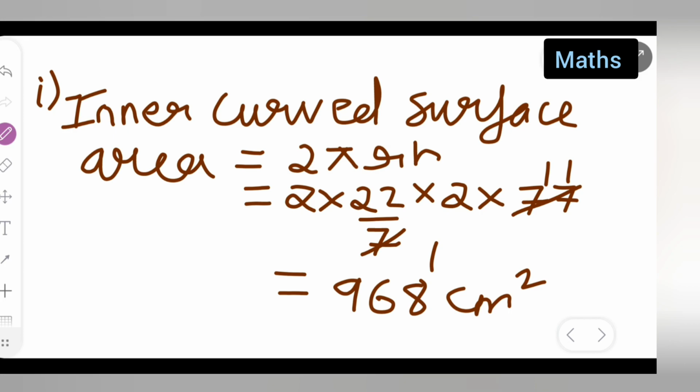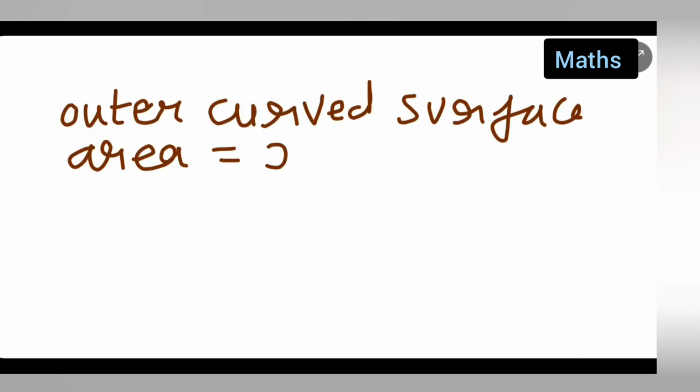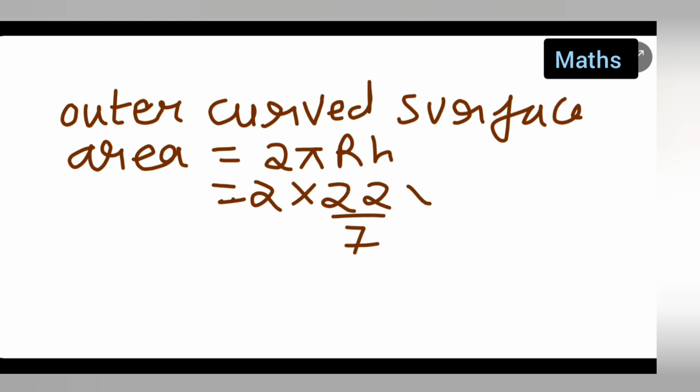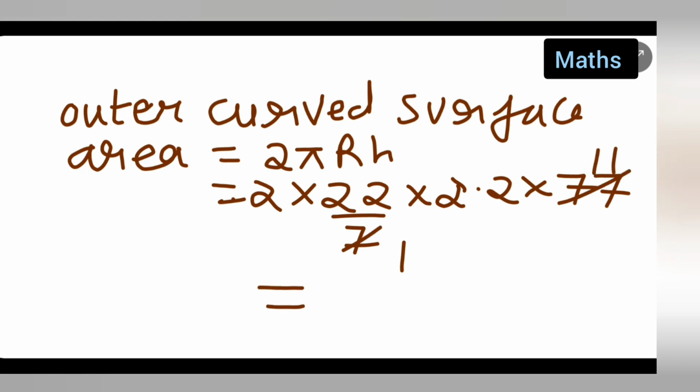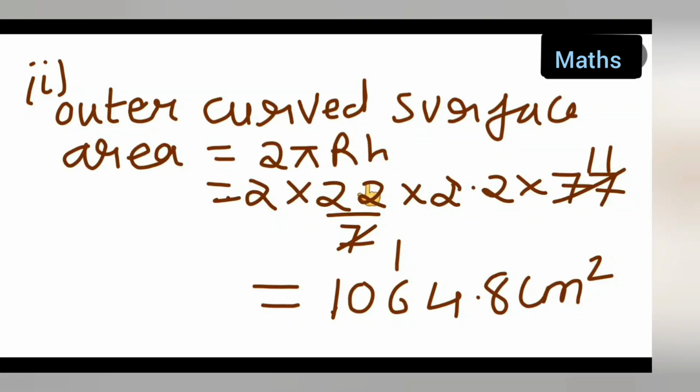Now let us find the second part. Here you all can see we are done with the first part. Now we need to find the second part, outer curved surface area. What is the formula for the outer curved surface area? 2 pi capital RH. Okay, so write down 2 multiplied by, what is the value of pi? 22 upon 7. What is the value of capital R? You all got 2.2, right? 2.2 multiplied by, height is your 77. 7 ones are, 7 elevens are. What answer you all will get? If you multiply all that, you will get 1064.8 centimeter square. Okay. So this was your second part, outer curved surface area.